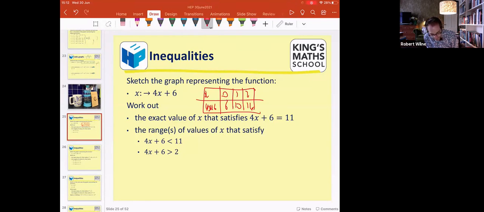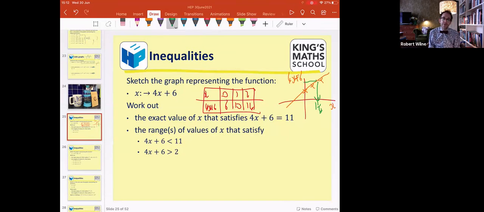We've got the graph because it's asked to sketch it. So we can plot our values. We've got our input values, we've got our output values. The y-axis represents our output values, so these are our 4x plus 6 values. These are our x values. And we want 4x plus 6 to equal 11. Well, clearly, we can just think about solving that. Was it 1 1/4? Yeah, 5 over 4, 1 1/4.